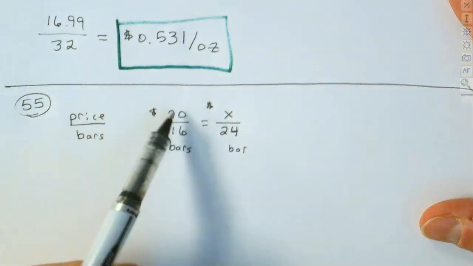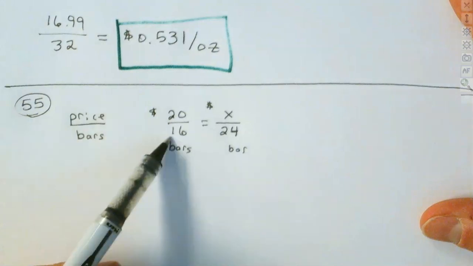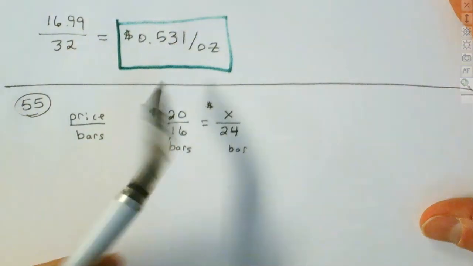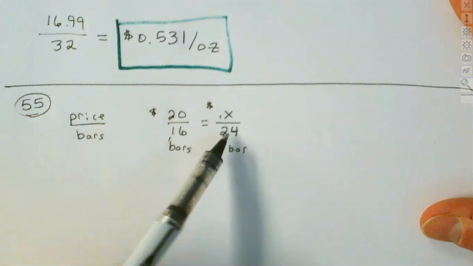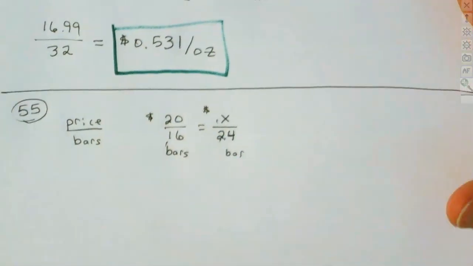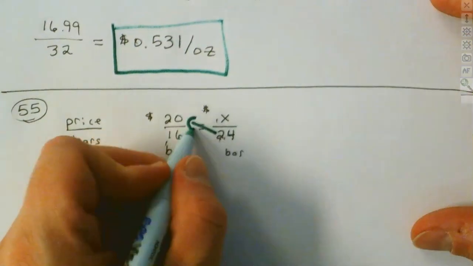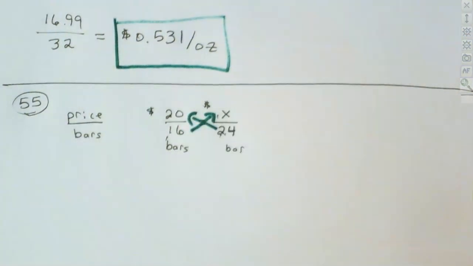So I spent $20. I got 16 candy bars. I spent an unknown amount of money. I want to buy 24. So 24 candy bars goes below. How would we solve this? Cross multiply. Very simple to solve once you get to the equation.